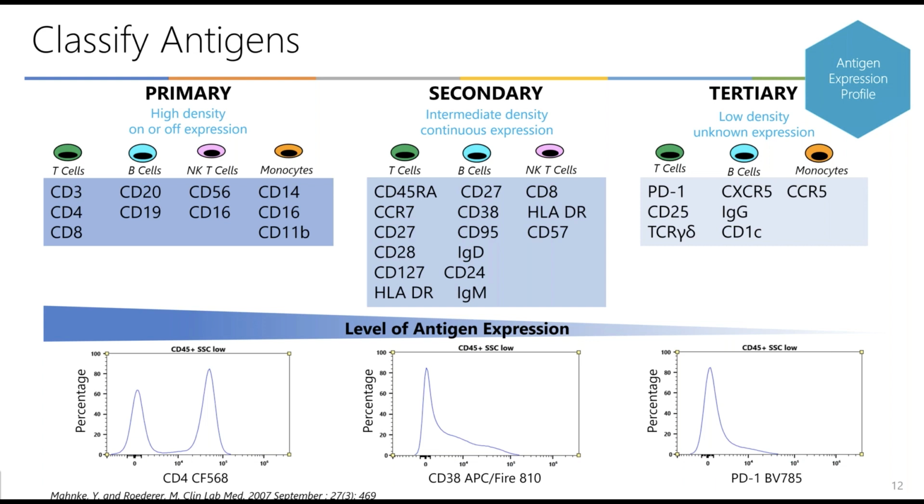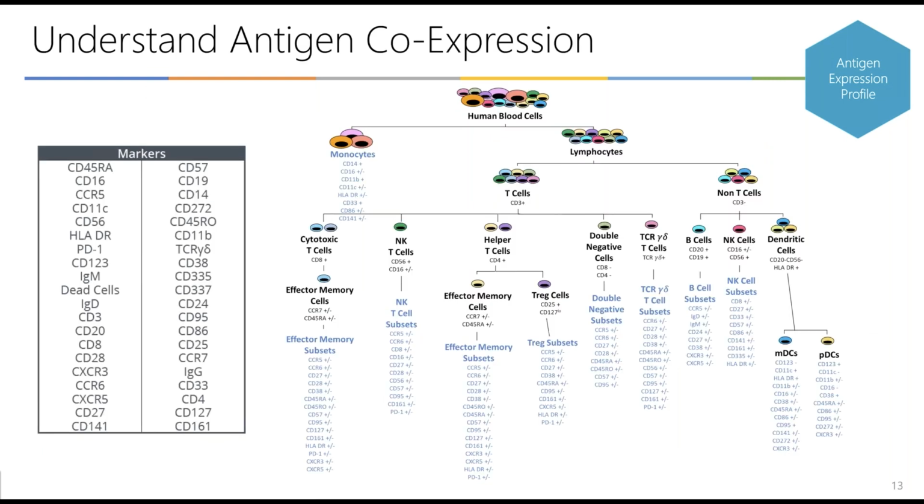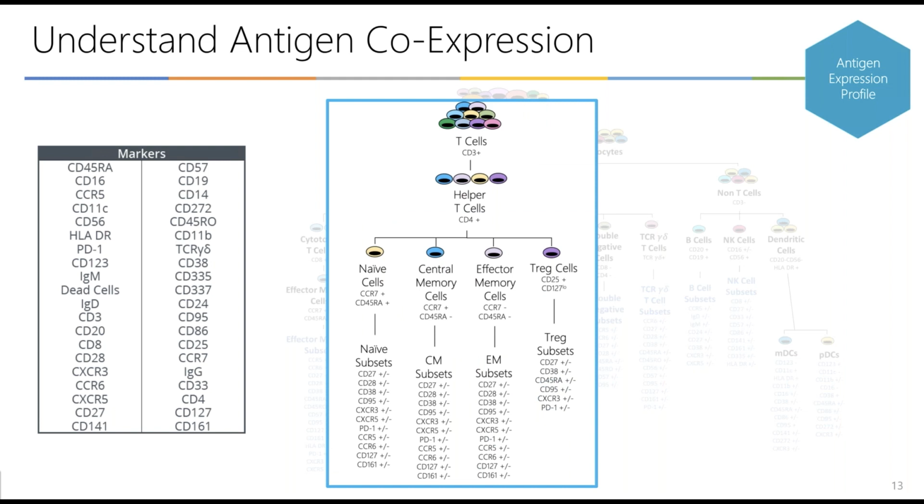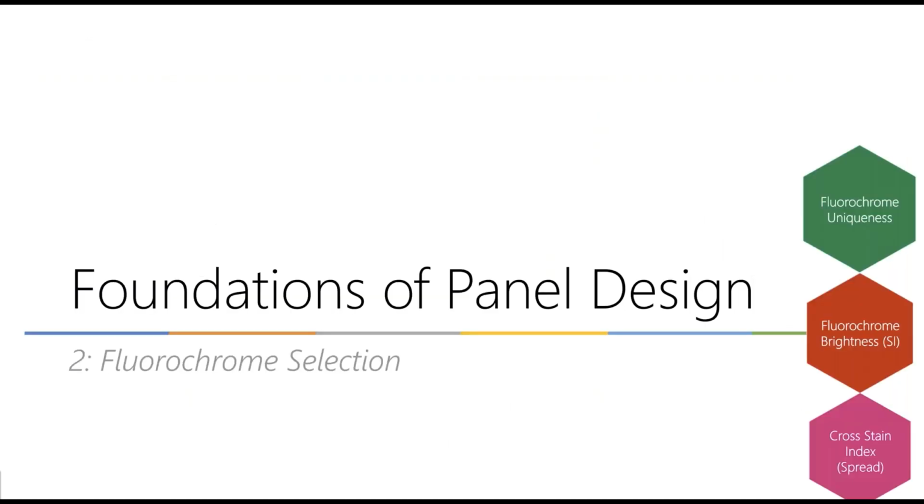But antigen expression is far more complicated than simple classification. It is also vital that we understand the co-expression patterns of each antigen in the assay. Those antigens that are mutually exclusive and those which are co-expressed will have varying impacts on our panel design. So use the literature available to help you establish your understanding of the co-expression patterns of as many antigens in your panel as you can. And when we have this information in front of us, we're then ready to move on to the next step, which is our fluorochrome selection.